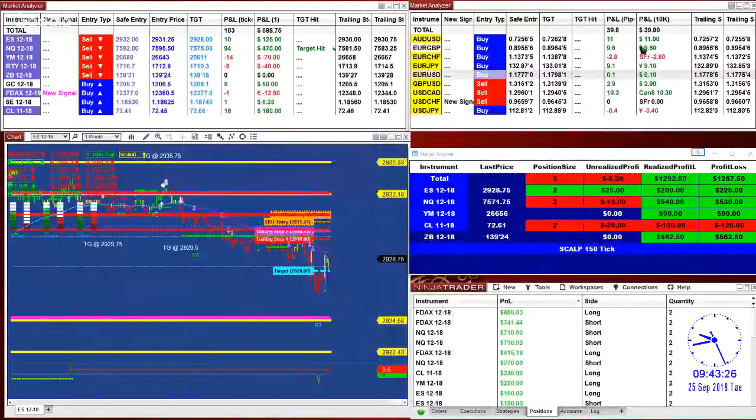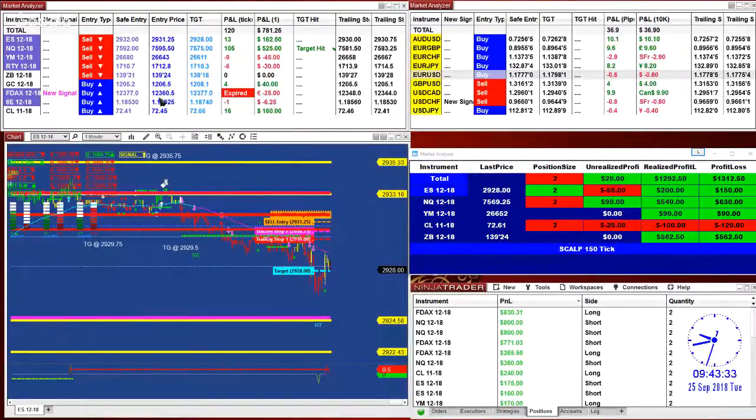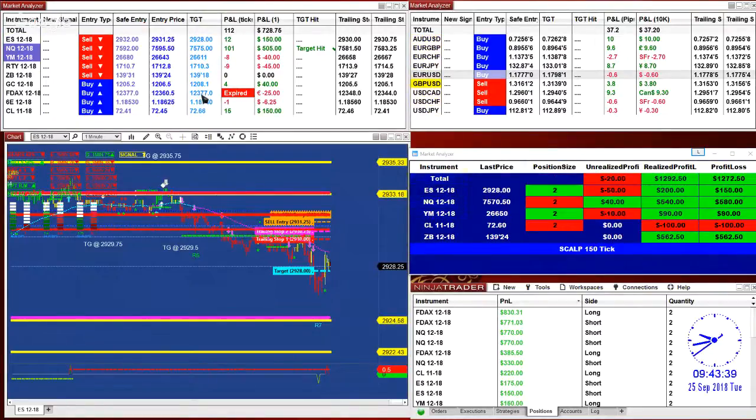Let's see what this market has for us today. There is a new signal as we speak on the DAX. The entry is 365, and then the target is 377 even.